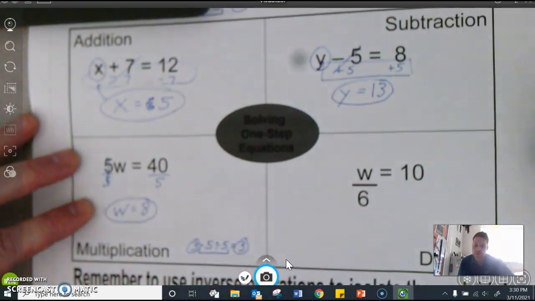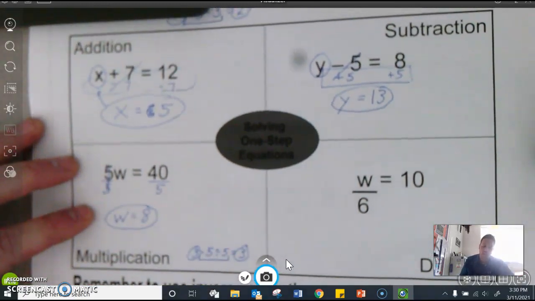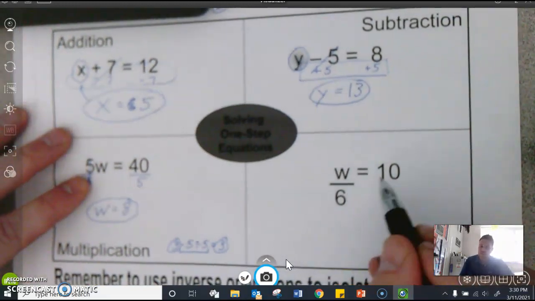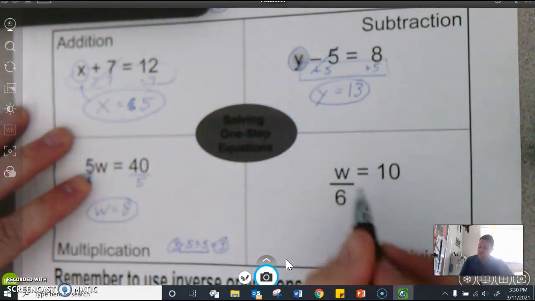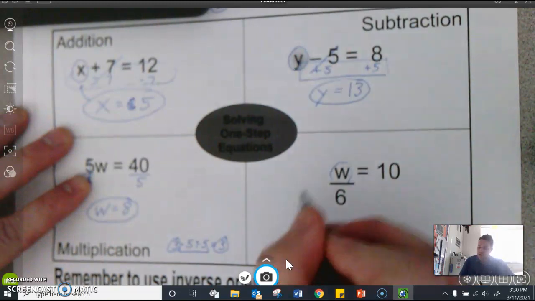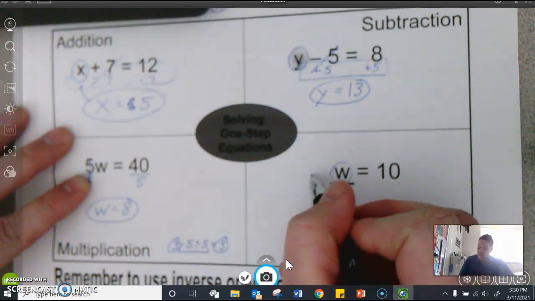Now, at any time in the video, if I'm going too fast or you want to stop it or go back and rewatch, please feel free to do so. Here we have w divided by 6 equals 10. So in this one, they divided w by 6. We're trying to get w by itself. They divided by 6, so to undo that, we're just going to multiply it by 6.